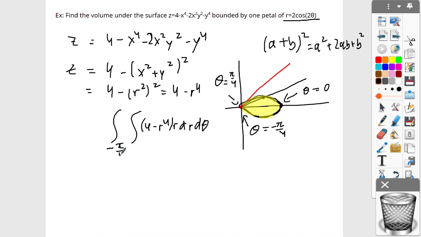What does our r go from? Our r goes from the center to the function. It shoots out rays that go from 0 and hit the function. So our r starts from 0 and goes to the function, 2 cosine of 2 theta.